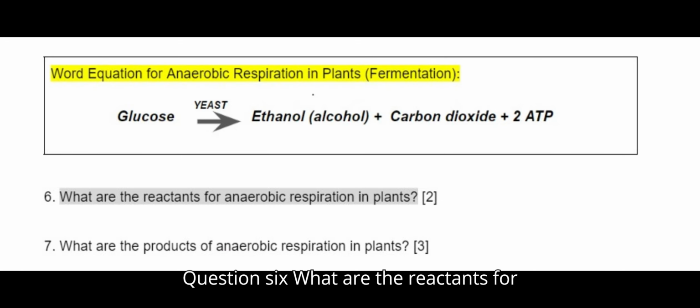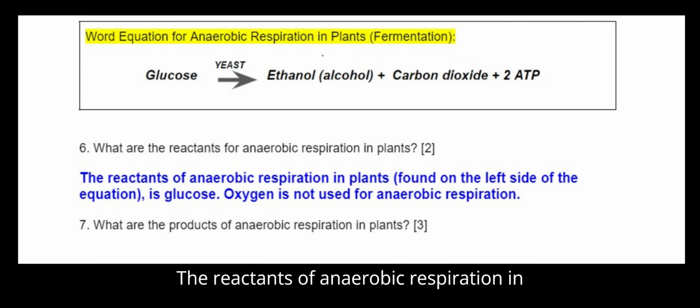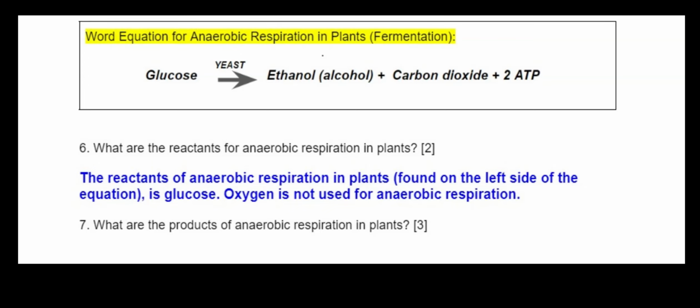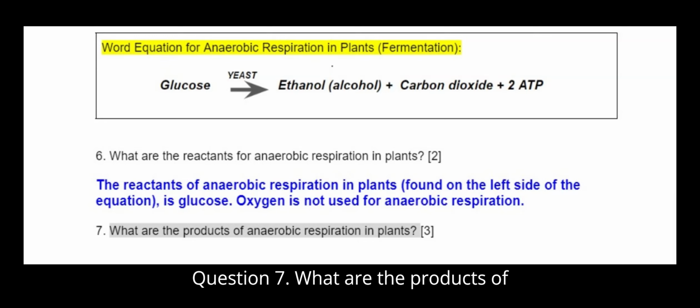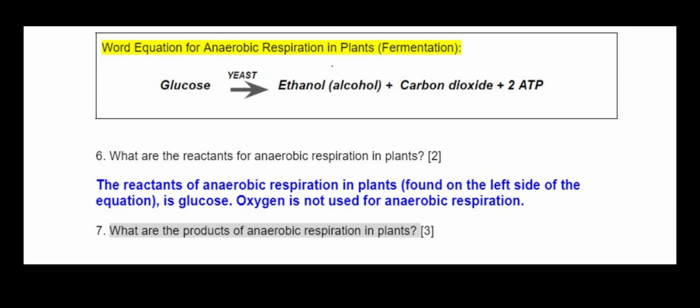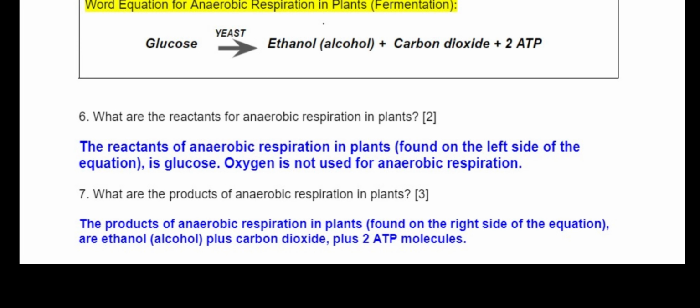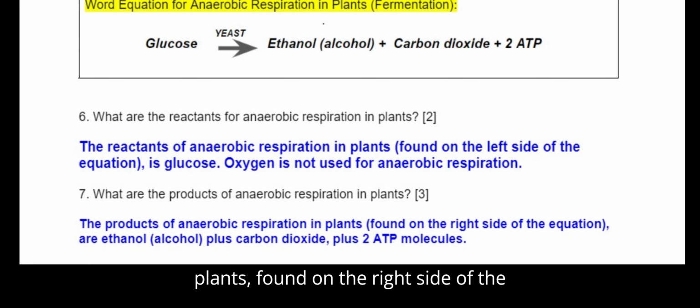Question 6. What are the reactants for anaerobic respiration in plants? The reactant of anaerobic respiration in plants, found on the left side of the equation, is glucose. Oxygen is not used for anaerobic respiration. Question 7. What are the products of anaerobic respiration in plants? The products of anaerobic respiration in plants, found on the right side of the equation, are ethanol, alcohol, plus carbon dioxide, plus 2 ATP molecules.